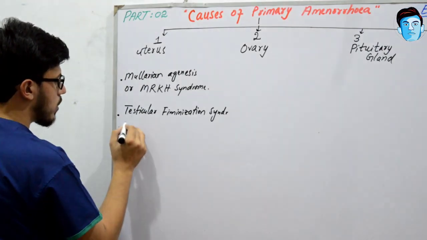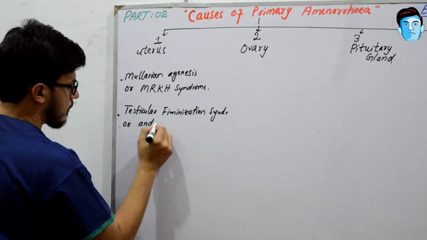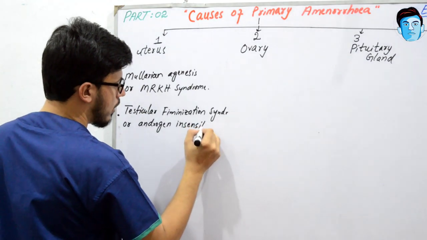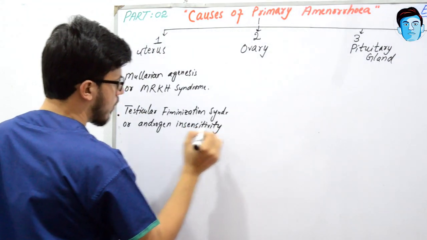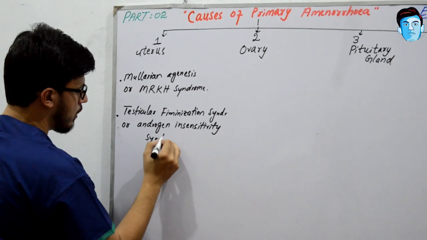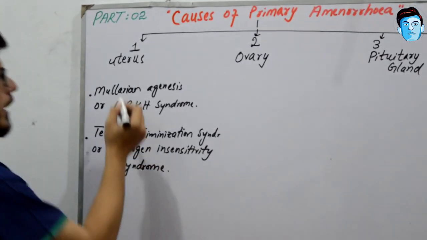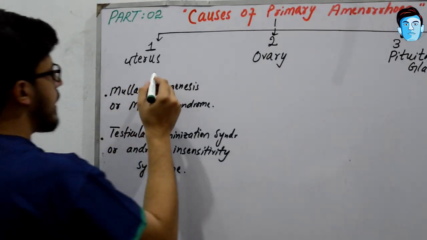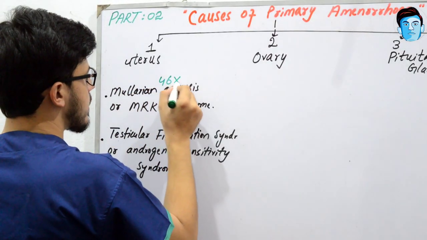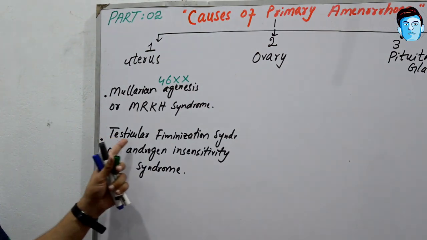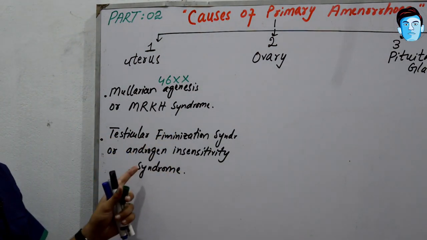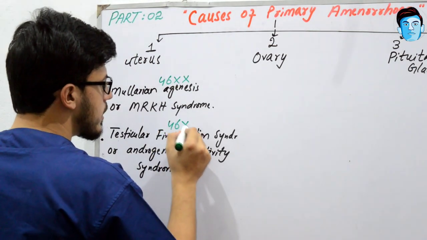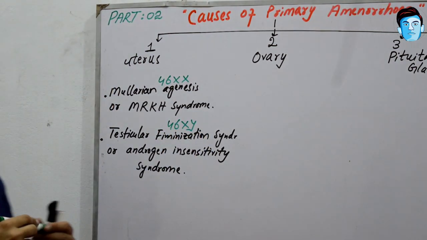Testicular feminization syndrome is also called androgen insensitivity syndrome. And don't forget the point that in Mullerian agenesis, the chromosome number is 46XX, while in testicular feminization syndrome or androgen insensitivity syndrome, the chromosome number is 46XY. So don't forget the point.